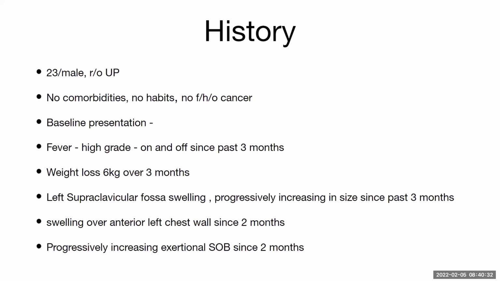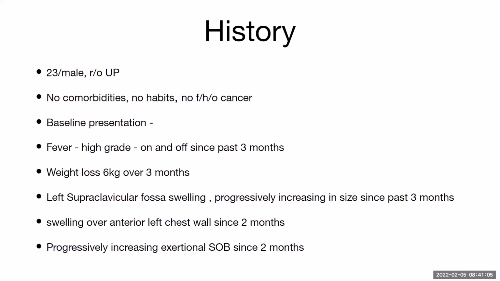Yes, ma'am. So, a 23-year-old male resident of UP presented with complaint of fever, which was high grade. Daily spikes were there, with in-between periods of 4-5 days of no fever, followed by high grade spikes of fever. Daily one spike, and Tmax was 101, 102. This was present since the past 3 months.